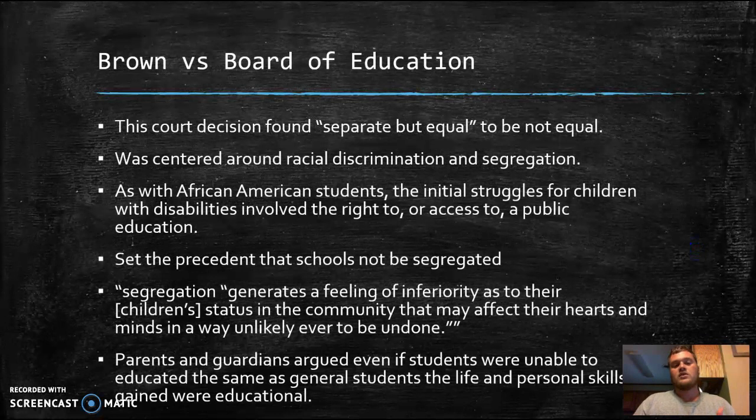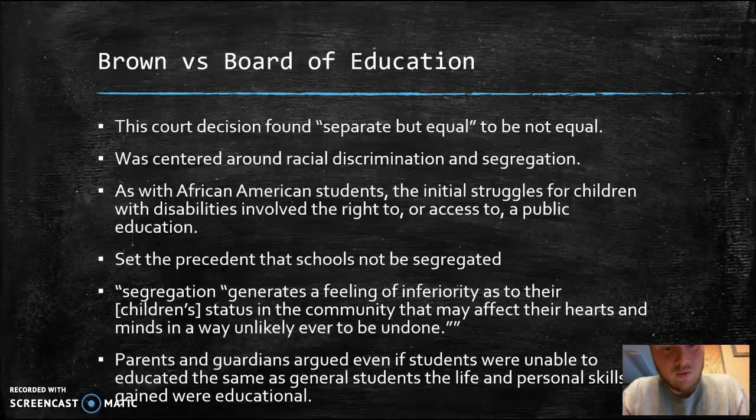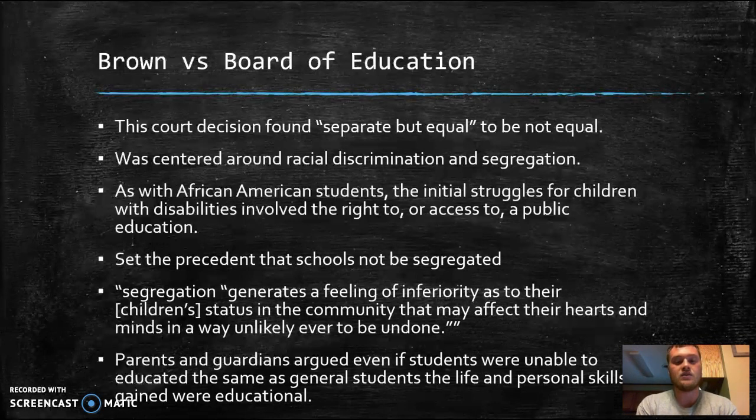Brown versus Board of Education. Brown was the court decision that found that separate but equal was not equal. This was focused around African American students and racial discrimination and segregation. So it found that separate but not equal was not equal, and set the precedent that schools not be segregated in any way. So segregation generates a feeling of inferiority as to their children's status in the community that may affect their hearts and minds in a way unlikely ever to be undone.